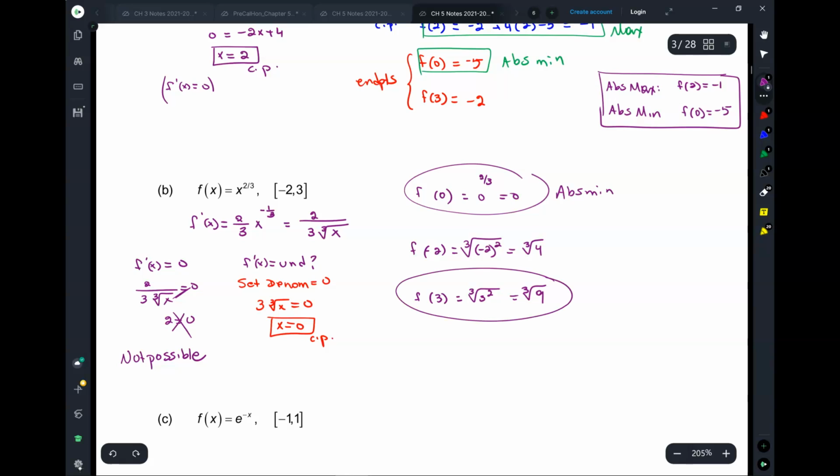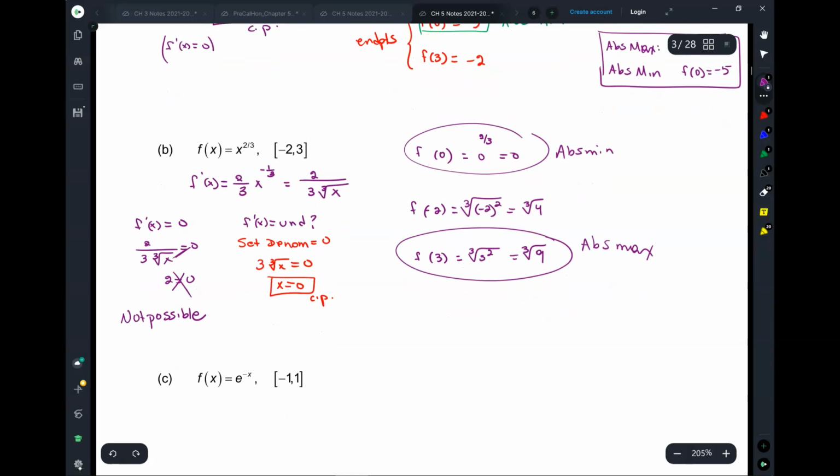And this is the highest value, absolute max. So as the answer, I would write absolute max is f of 3 equals cube root of 9. That can't be simplified any further, so that's good enough.